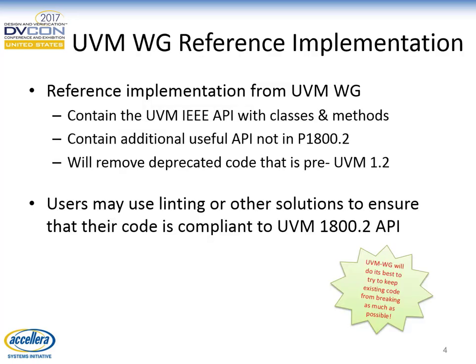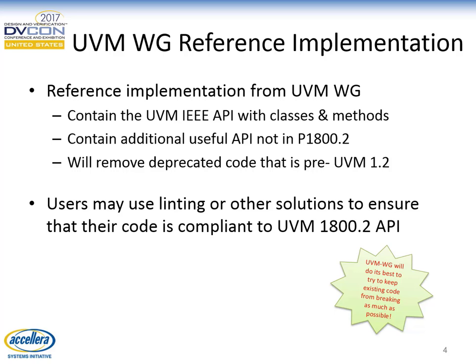Now that we've had that background, let's talk a little bit about what's in the reference implementation. We are working closely with a number of people in order to produce a reference implementation from the working group. It will contain the UVM IEEE API with the classes and methods that are defined in the LRM. But the important thing to note is it will contain additional useful APIs that are not part of the 1800.2. The reason being, we found them useful, but we also thought that maybe they are not standard worthy at the same time. So there will be additional useful API.